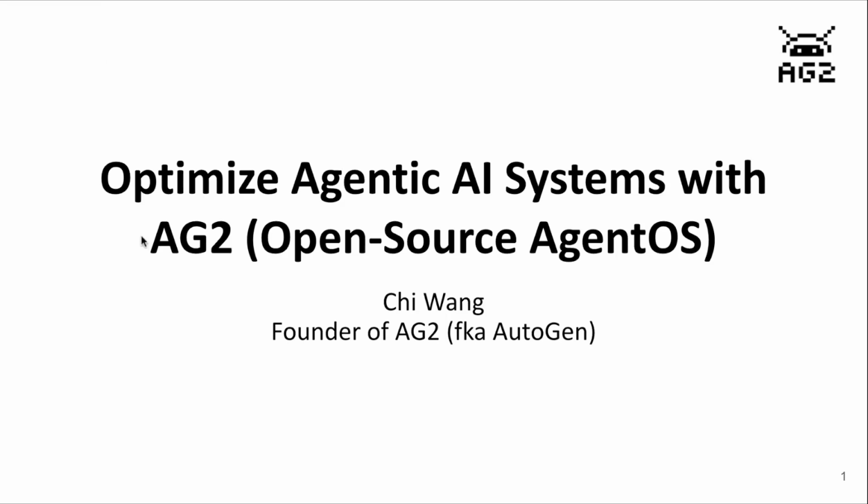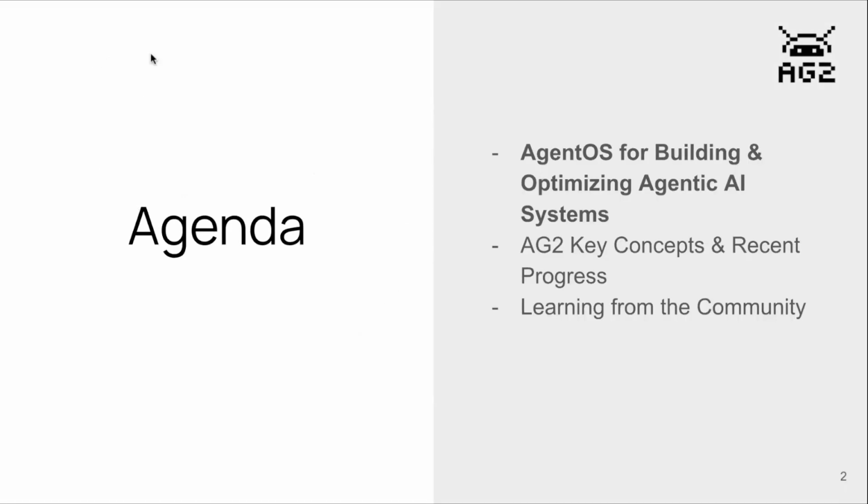Today, I want to share some lessons we learned from building AutoGen, building the AG2 open source agent OS, and also by observing the practice from the community using our open source software. Here's a brief agenda. I want to briefly mention the concept of agent OS and why we need that, and then talk about the key concepts in AG2 and also the recent progress.